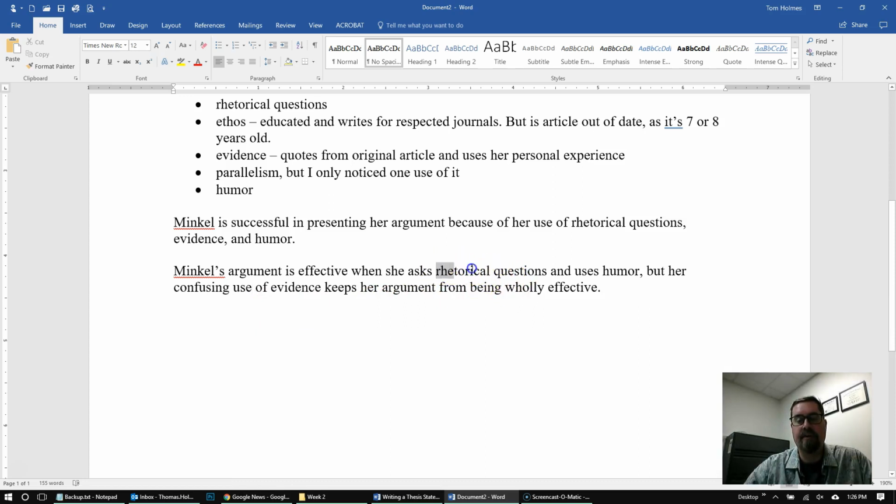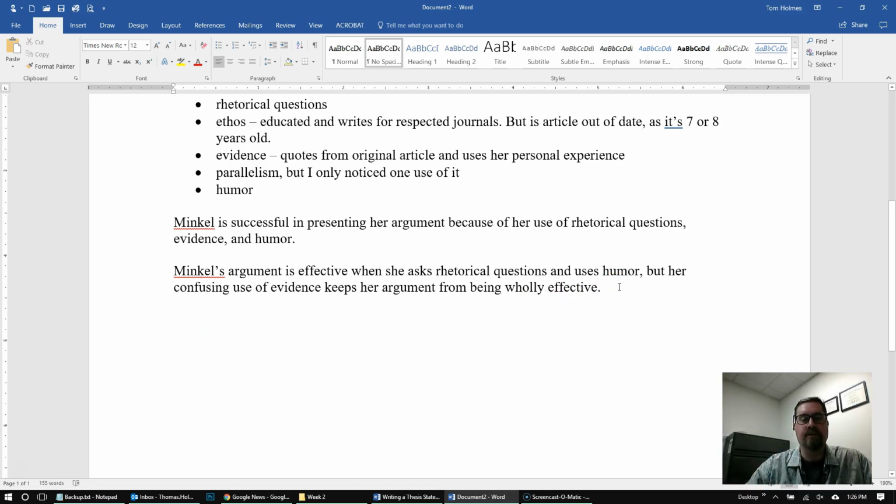You'll have a paragraph right after this showing how she effectively uses rhetorical questions. After that, you'll have a paragraph about how she effectively uses humor to support her argument. And then after that, you would have a paragraph about how her evidence was confusing and kind of hurt her argument and where it could have been more effective. So that's how you could do that.